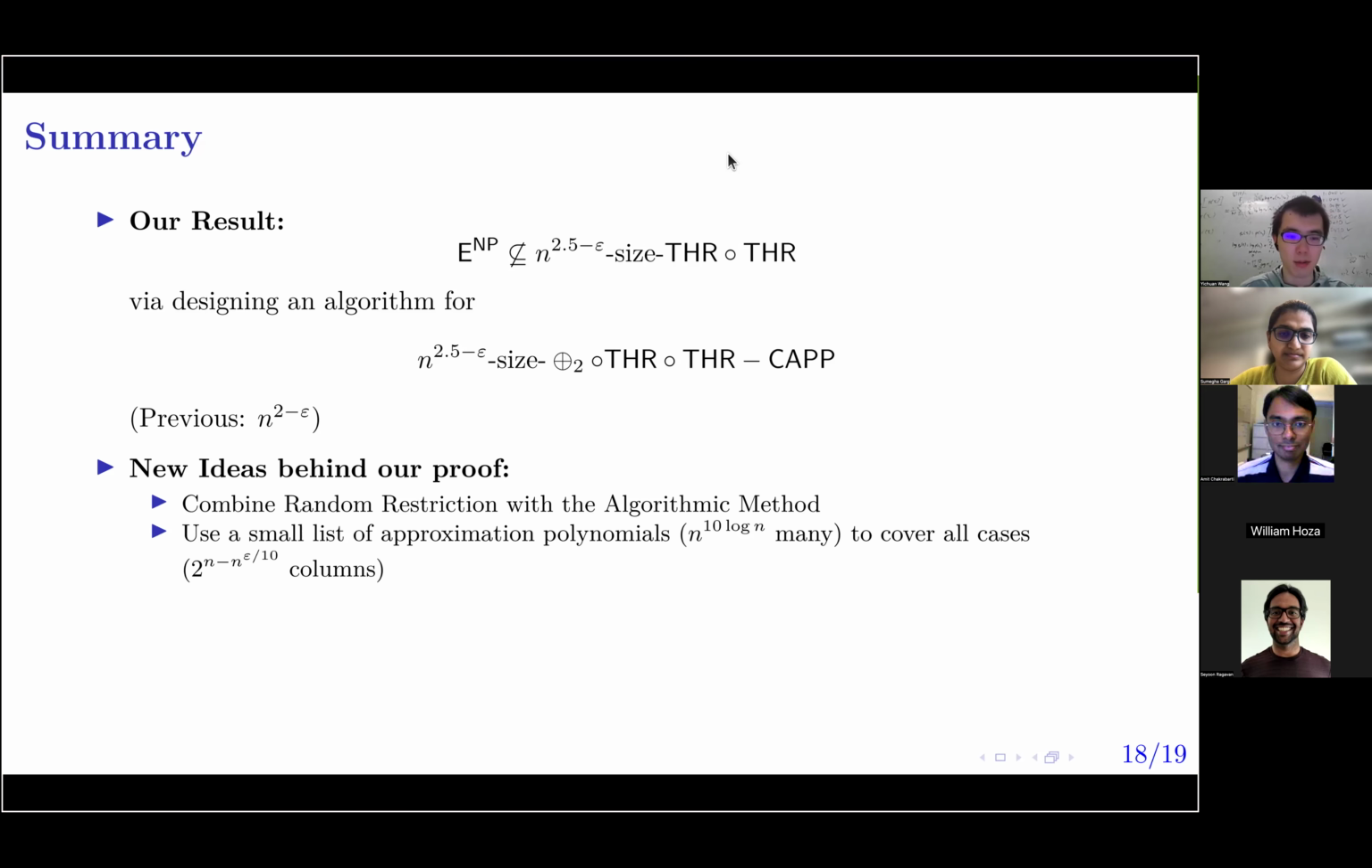And the new ideas behind our proof: first, we combine the random restriction technique with the algorithmic method framework. And also there are some remaining issues, which we solve with this approximation polynomial idea. So we use a very small list of approximation polynomials, say n^(10 log n) many, to cover all our cases. So there are 2^(n - n^epsilon/10) many columns, but they can be covered by only n^(10 log n) many different polynomials.